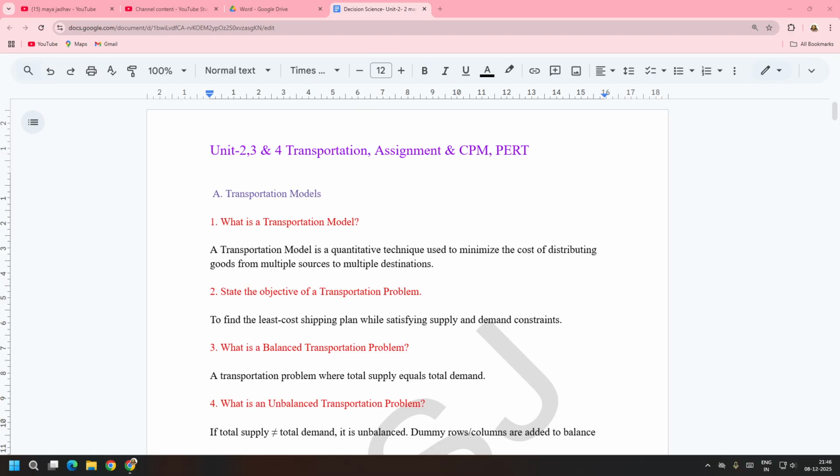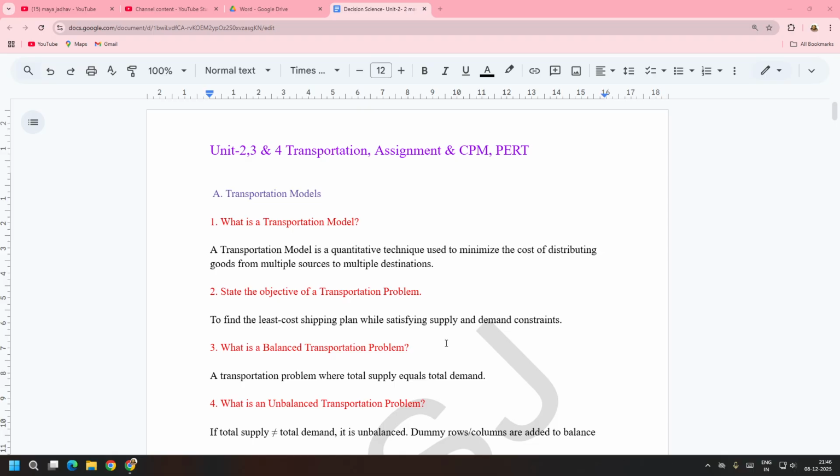Question number 1 is what is transportation model? A transportation model is a quantitative technique used to minimize the cost of distributing goods from multiple sources to multiple destinations. State the objective of transportation problem. To find the least cost shipping plan while satisfying supply and demand constraints.